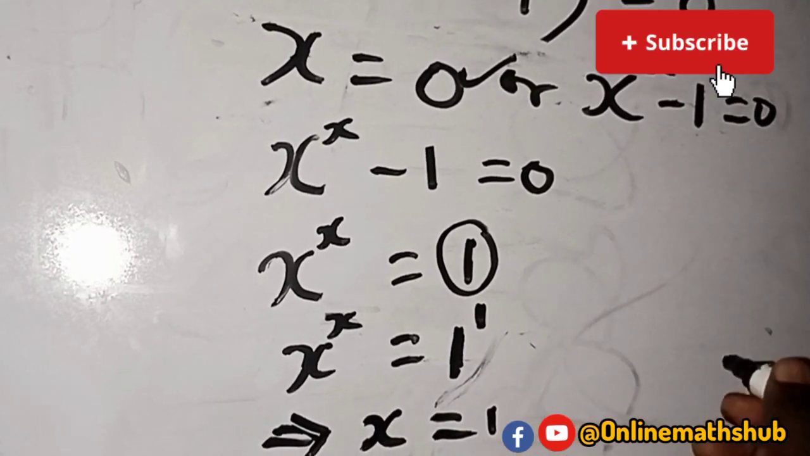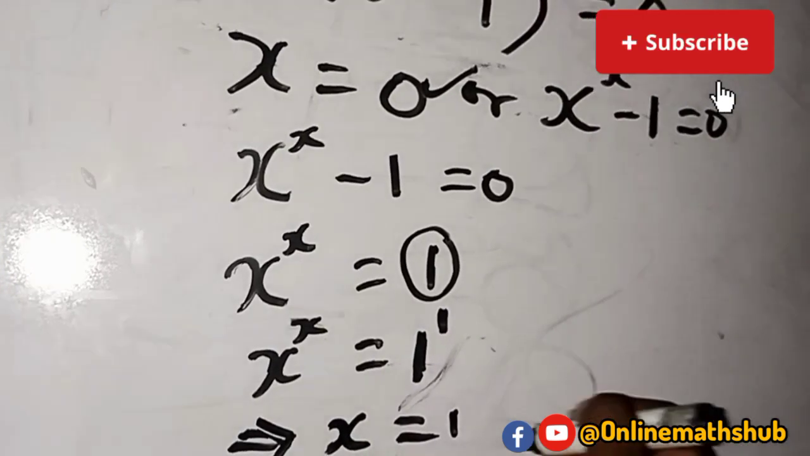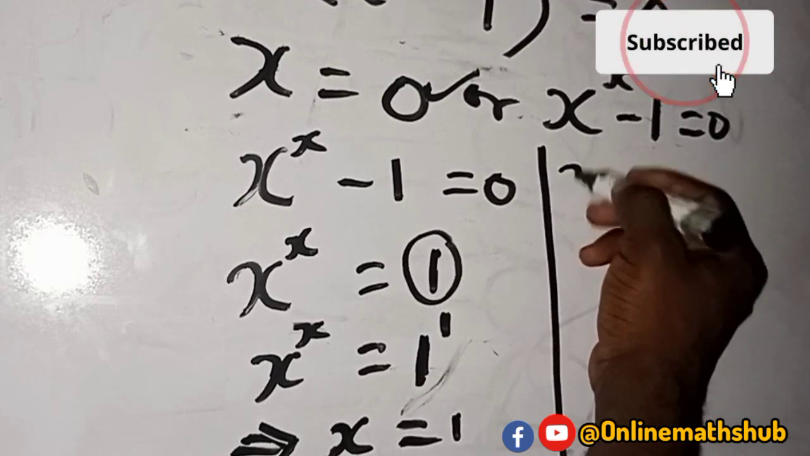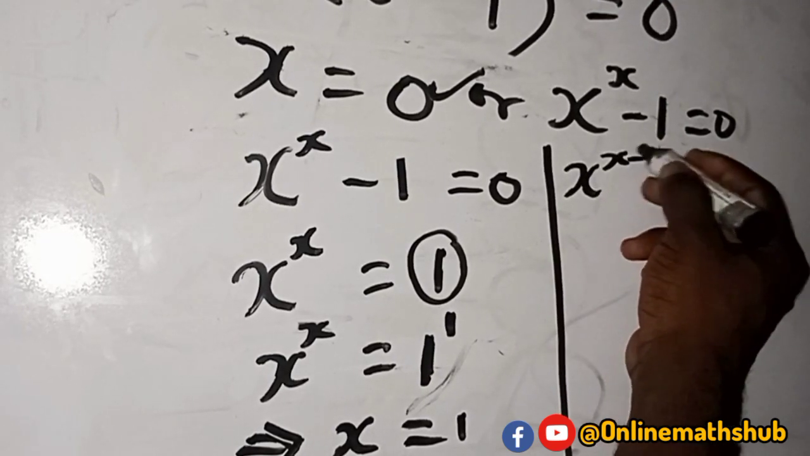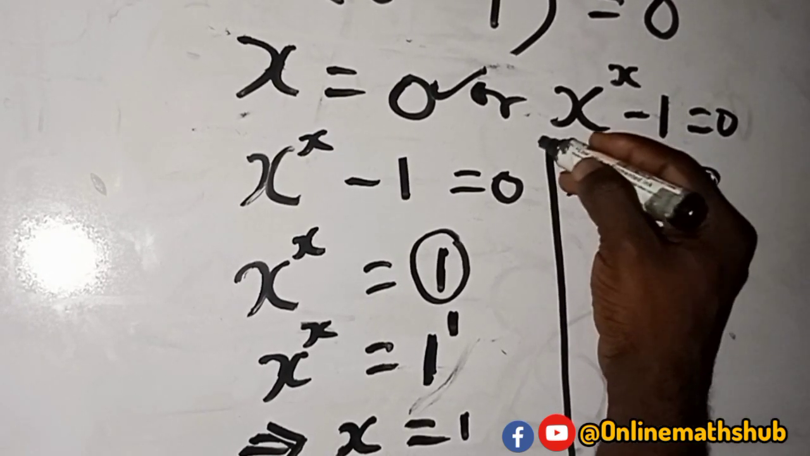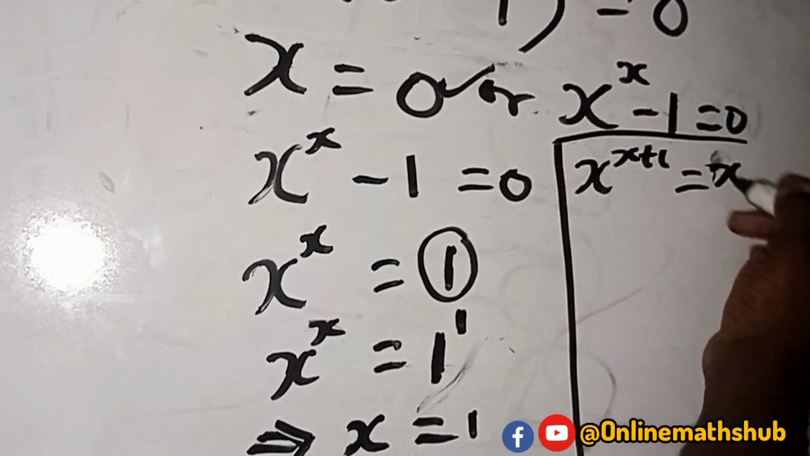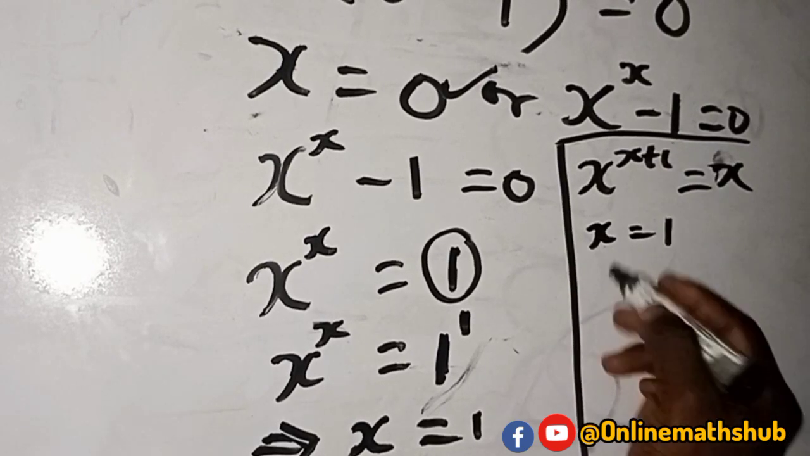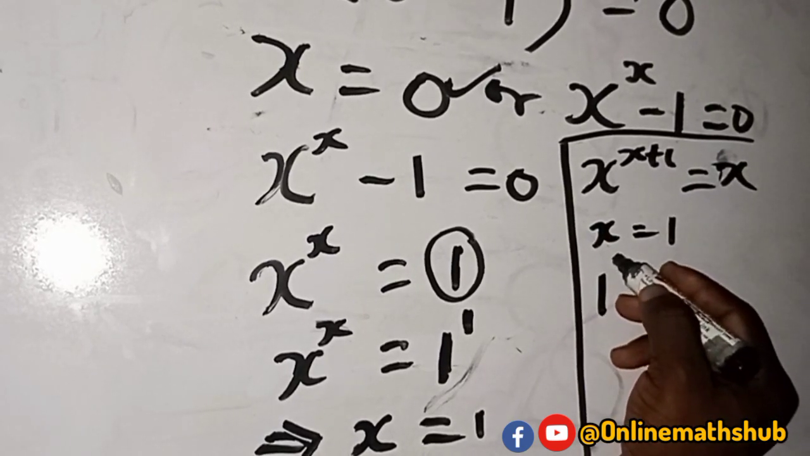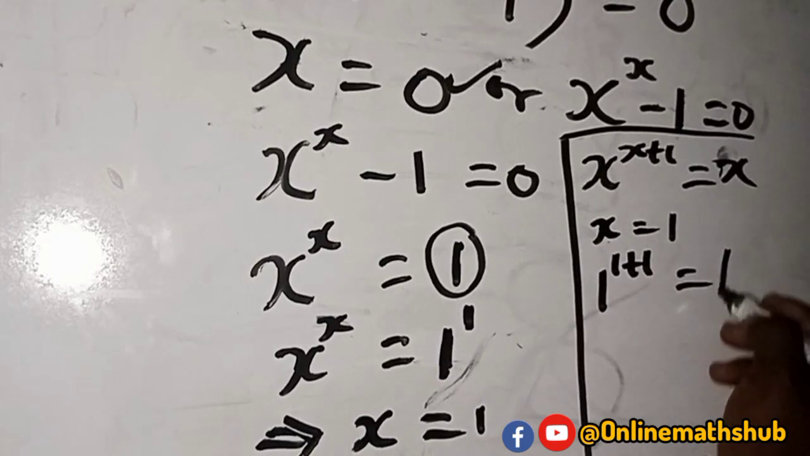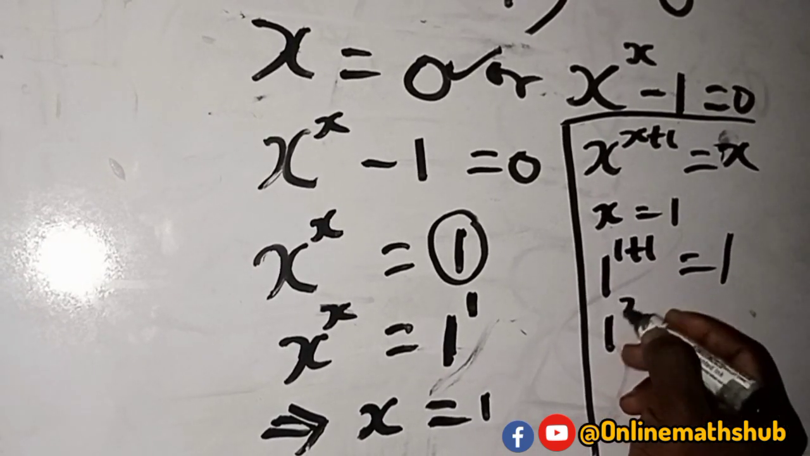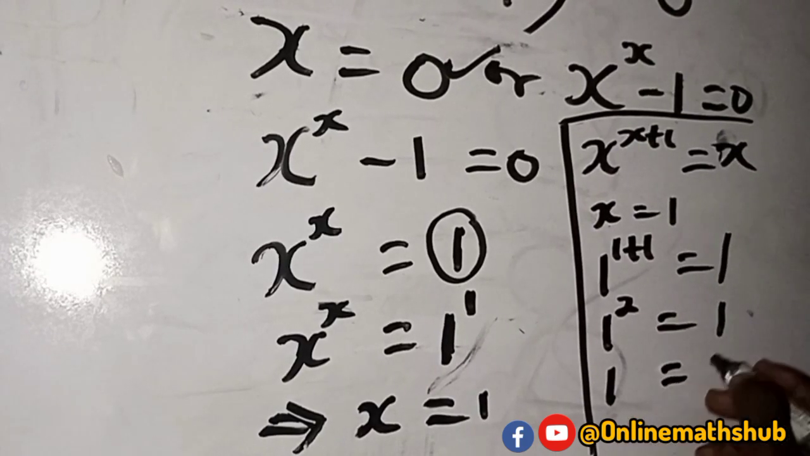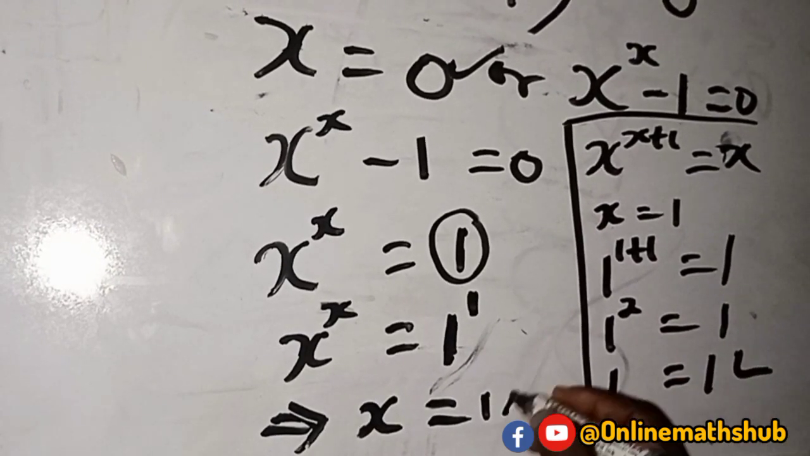So our job now is to check whether x equal to 1 satisfies this problem. The question says x raised to power x plus 1 is equal to x. So if our x is equal to 1, let's check. We have 1 raised to power 1 plus 1 is equal to 1, and here you have that 1 raised to power 2 is equal to 1. Of course 1 raised to any number still gives you 1, so this is also correct.